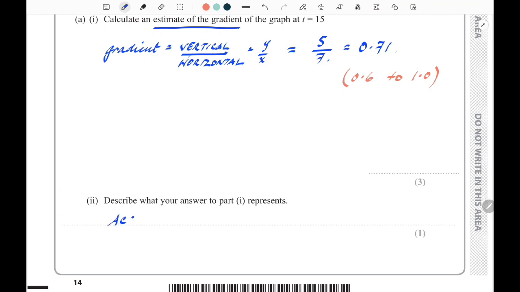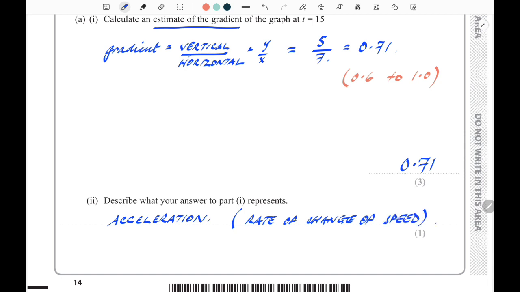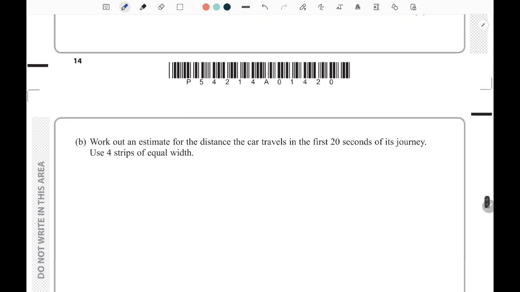So all you need to write is acceleration, all right? And better not forget that. So my answer was 0.71, and acceleration there. You don't need anything else. You could, if you wanted, I suppose, write rate of change of speed, okay? If you can't remember acceleration on the day.